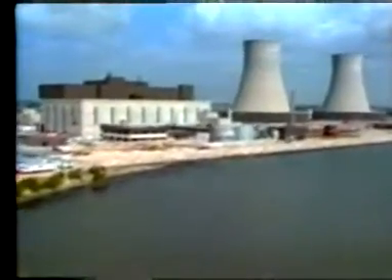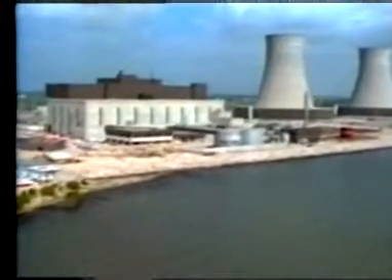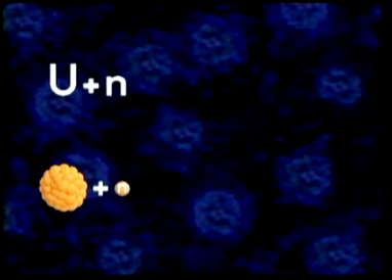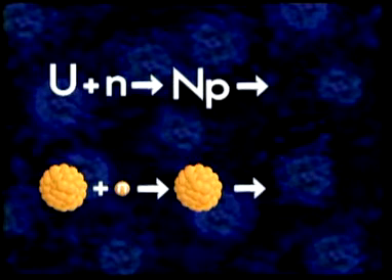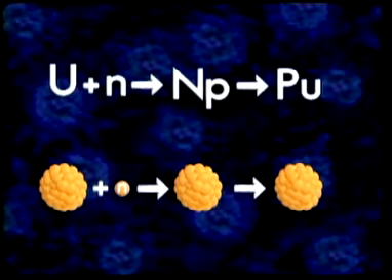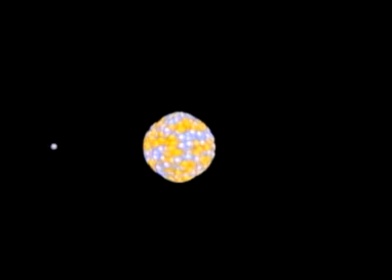Fast breeder reactors are a new generation of reactors still being developed. In a reactor, uranium-238 can capture a fast neutron which turns into a proton, transmuting the uranium to neptunium, then plutonium. Plutonium is fissile like uranium, but needs fast neutrons.